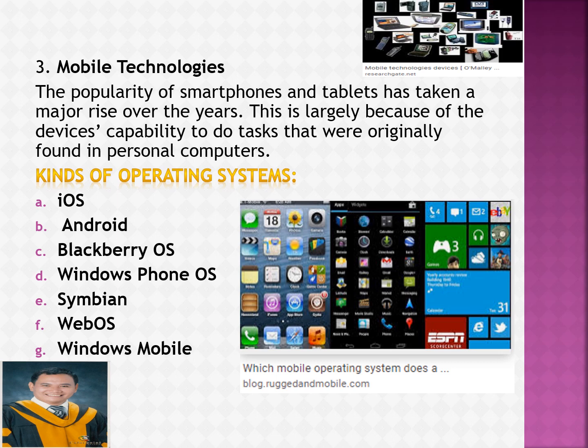Mobile technologies. The popularity of smartphones and tablets has taken a major rise over the years. This is largely because of the devices' capability to do tasks that were originally found in personal computers. Several of these devices are capable of using high-speed internet, and today the latest mobile devices use 5G networking, and they also have 4G LTE networking, which is currently the fastest mobile network.